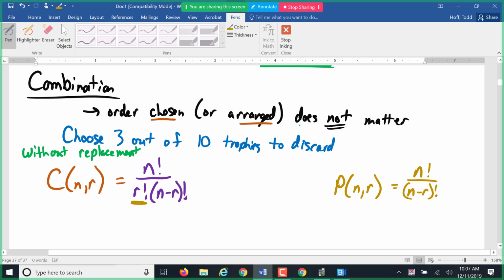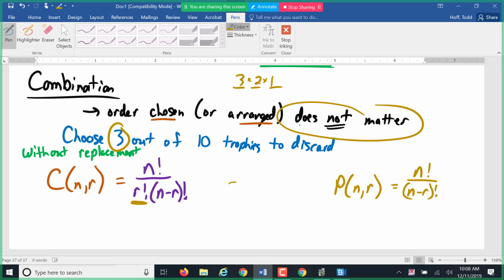R factorial is just the number of ways you could arrange those things. In this case, r is 3, the number of ways you could have arranged 3 things. There would have been 3 choices for the first, 2 for the second, 1 for the third. We're dividing out the number of different arrangements. So the number of arrangements doesn't matter. It's just what's in the group that matters, not what order they're in. Order does not matter. So that's where that extra term of dividing by that r factorial comes from.